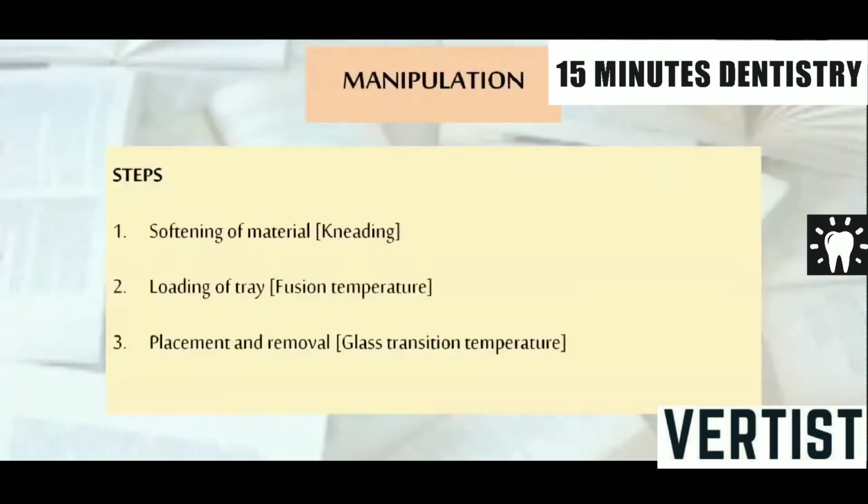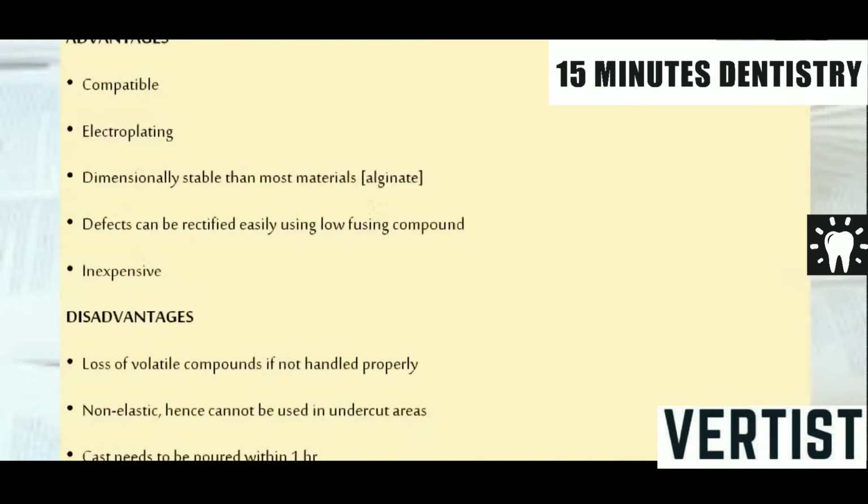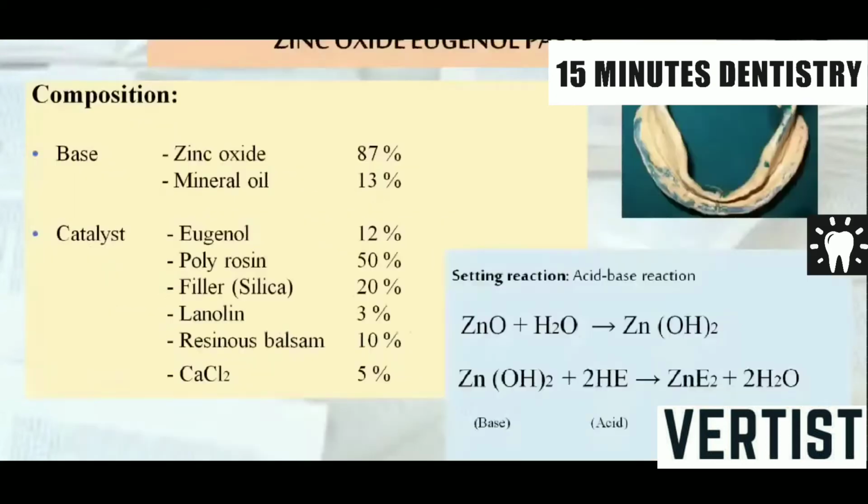For manipulation, in hot water you break down the material into pieces and knead it into a softened homogeneous mix, then load the impression material on the tray and make an impression at the glass transition temperature. What are the advantages of impression compound? It is biocompatible with the tissue, you can do electroplating of the material, it is more dimensionally stable than other materials, and defects can easily be rectified by low fusing impression compound. The disadvantage is that as the plasticizers leach out, the material becomes rigid.